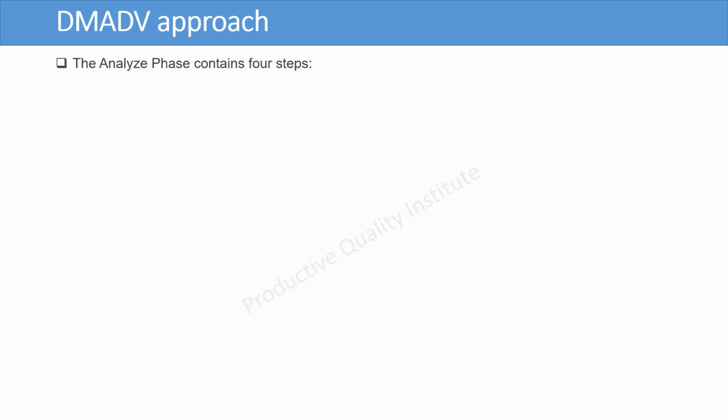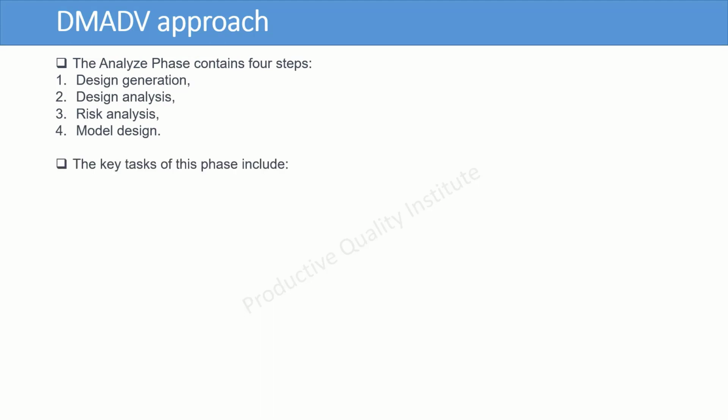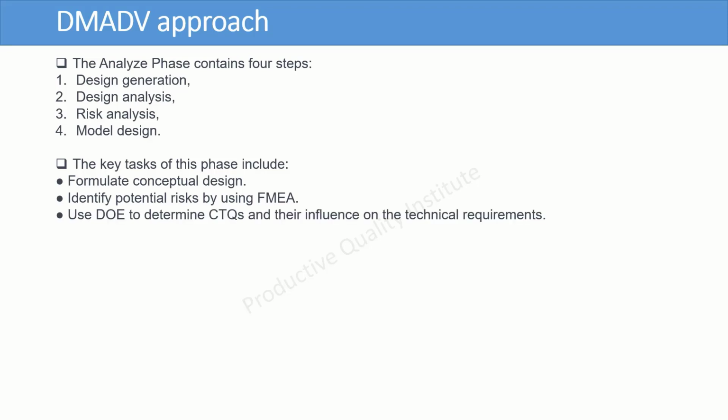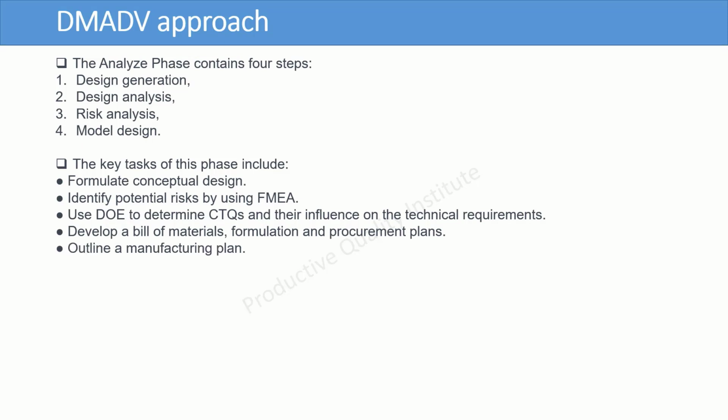The analyze phase contains 4 steps: design generation, design analysis, risk analysis, model design. The key tasks of this phase include: formulate conceptual design, identify potential risks by using FMEA, use DOE to determine CTQs and their influence on the technical requirements, develop a bill of materials, formulation and procurement plans, outline a manufacturing plan. DOE and FMEA are the most appropriate techniques for the design phase.